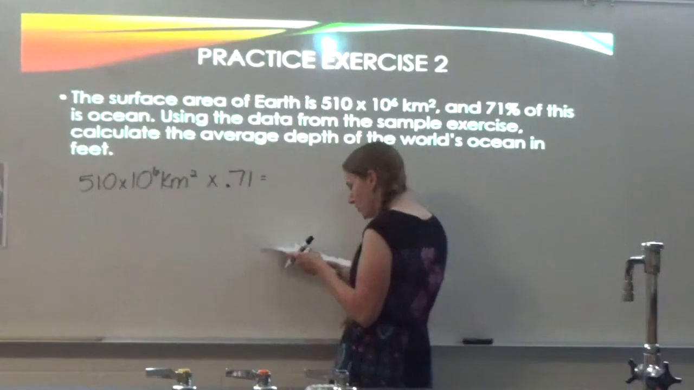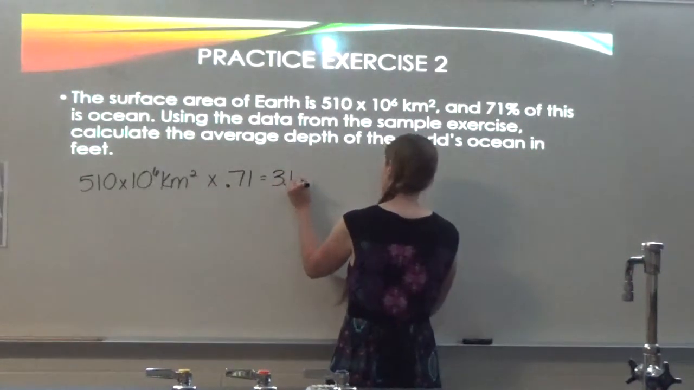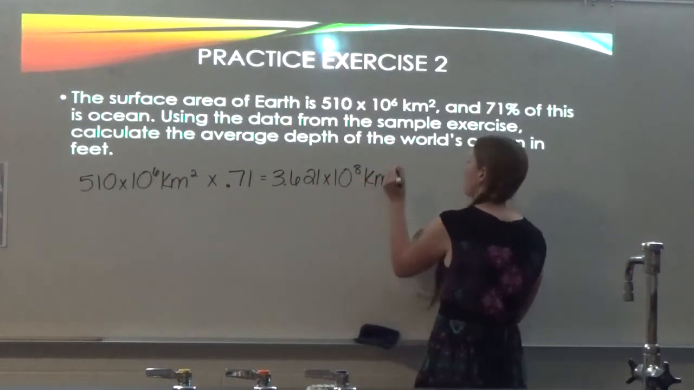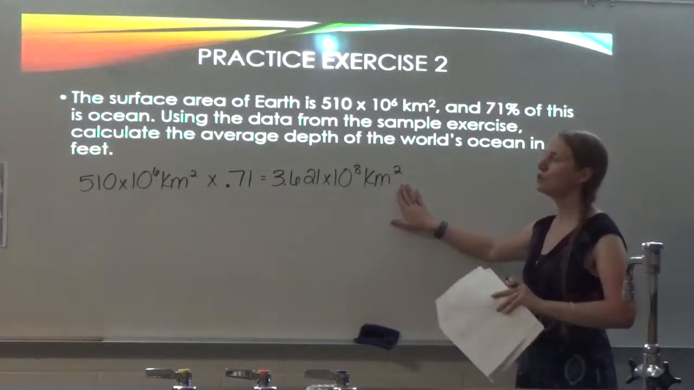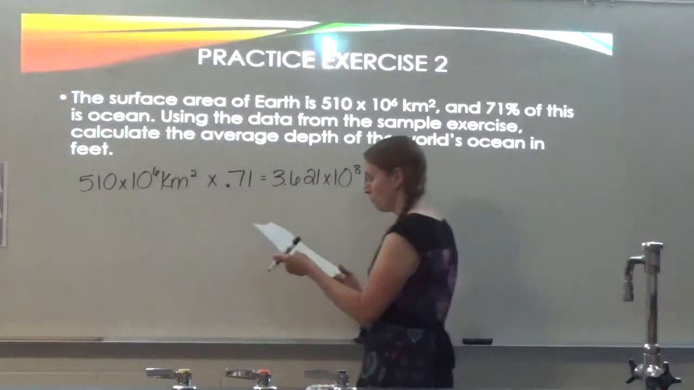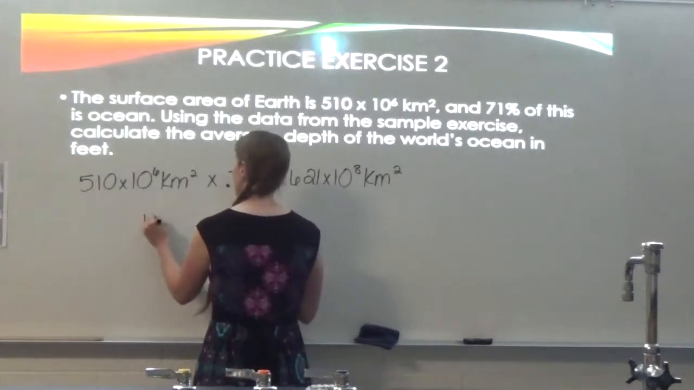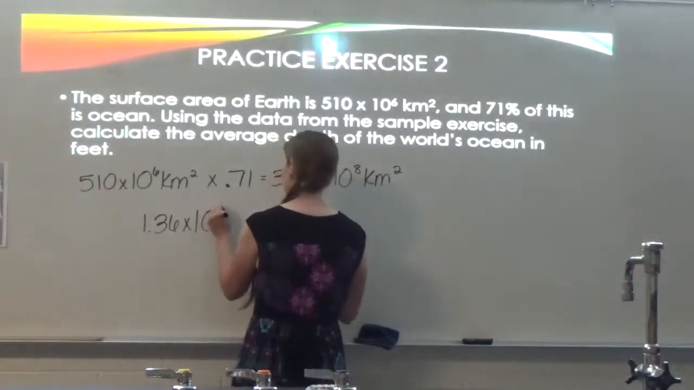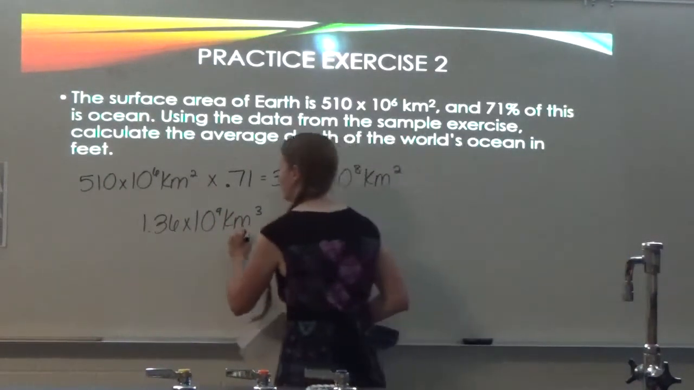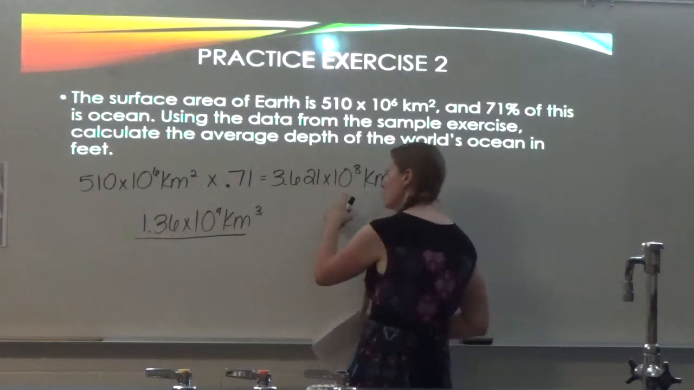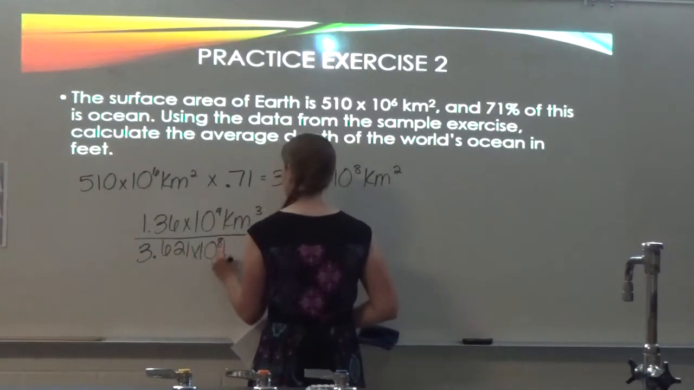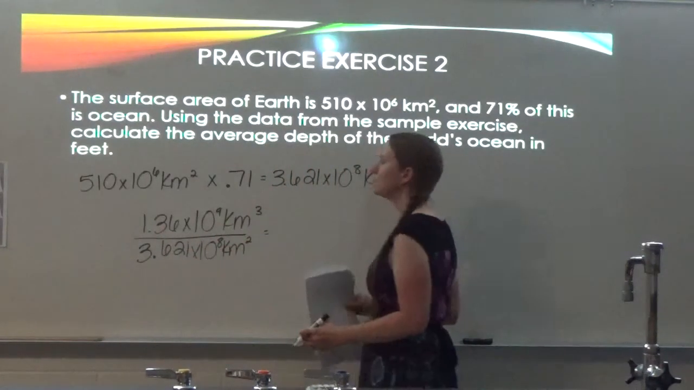All right, so once I do that, I got 3.621 times 10 to the 8 kilometers squared. Okay, so that's the surface area of just the ocean. Well, in the sample problem, they gave me the whole volume of the ocean, and this is where I told you I'm going to pull that number from the sample exercise, was this right here. Okay, this is the entire volume. So if I divide that by the surface of the ocean, then I'll have the depth. And for some of you who are like, what in the world, how was I supposed to figure that out?